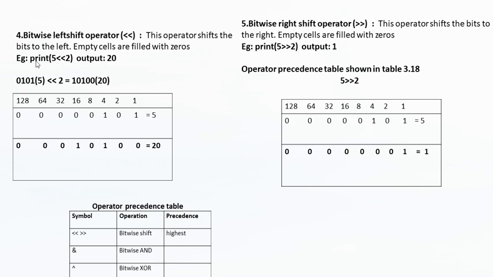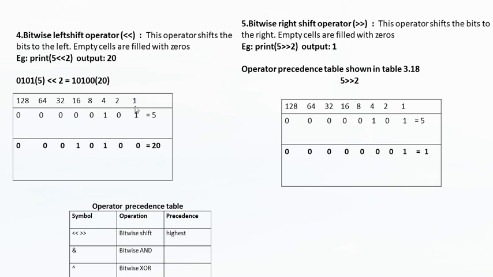Now the left shift operator basically shifts the bits to the left, depending upon the number of shifts you want to do. Suppose I want to shift 5 by 2 bits. First you write the binary equivalent of 5. So this is the binary equivalent of 5. See, in this table I am showing the binary values.